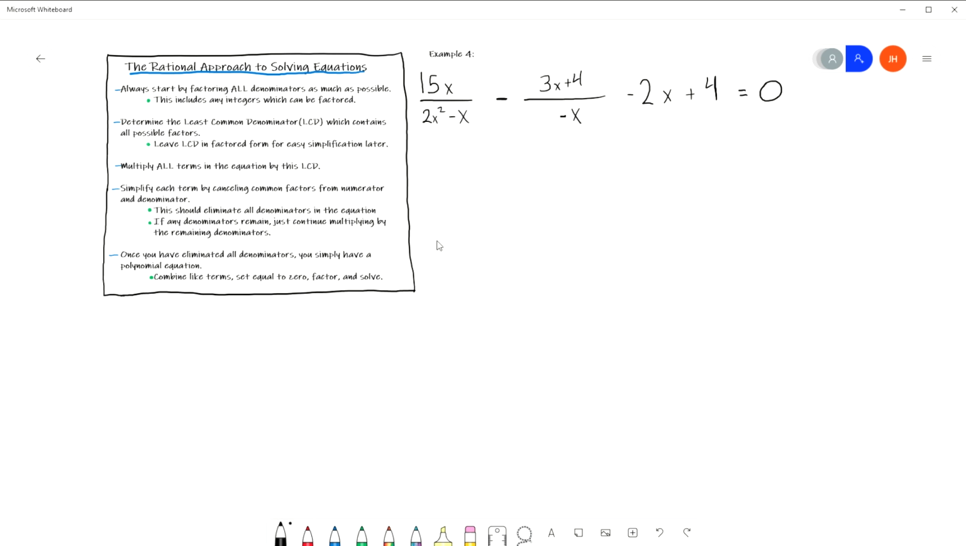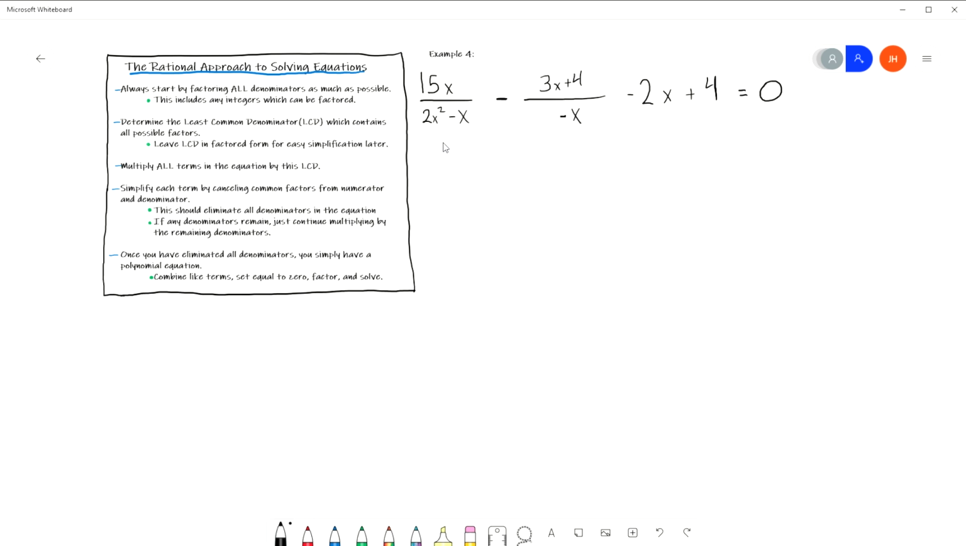I think this is one that I actually made kind of special for y'all, because I think it's got some fun little topics to discuss. So we're going to start off doing what we always do: factor the denominators. Luckily for us, there's only one denominator to factor, actually. It's this one.